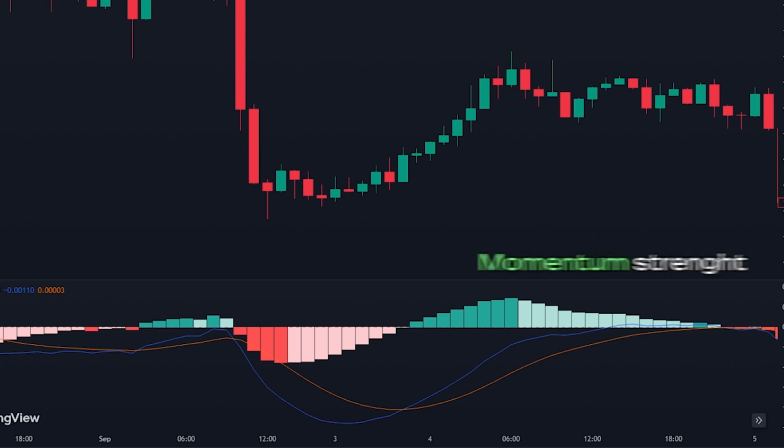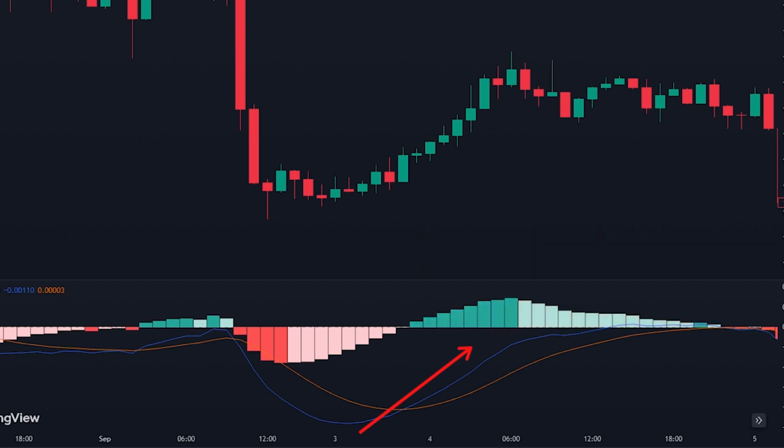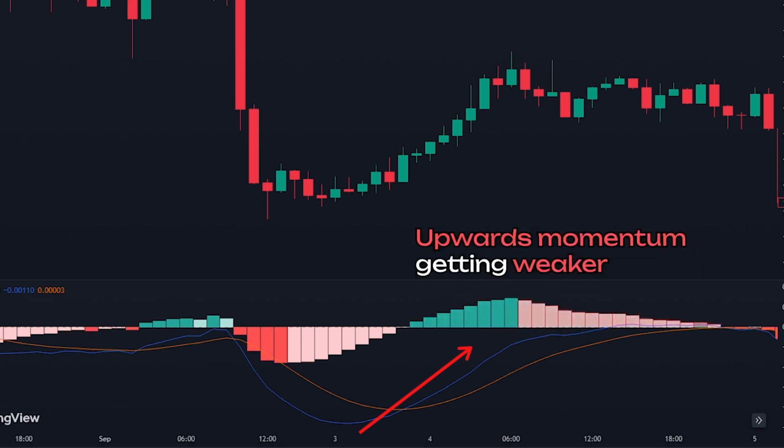Traders can assess the momentum strength by observing the histogram size. If a MACD crosses above the signal line while the histogram is getting larger, it indicates a strengthening upwards momentum. Similarly, a histogram getting smaller in size tells us about a weakening upwards momentum.